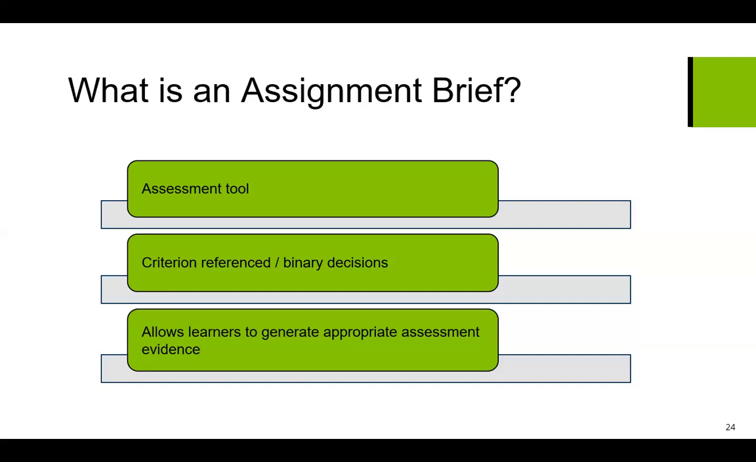Well, principally, it's an assessment tool. It's reference to criteria, the assessment criteria, and when you make those assessment decisions, they are what we call binary decisions. So it's either a pass or a merit. There can't be something in between. It's a pass, a merit, or a distinction. Those are the grades we deliver. They're not percentages. They're not marks out of 10. They're specific grades.